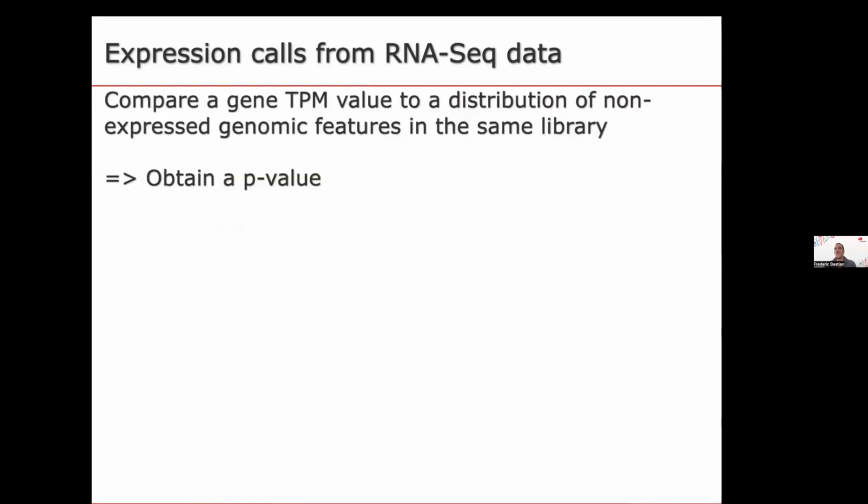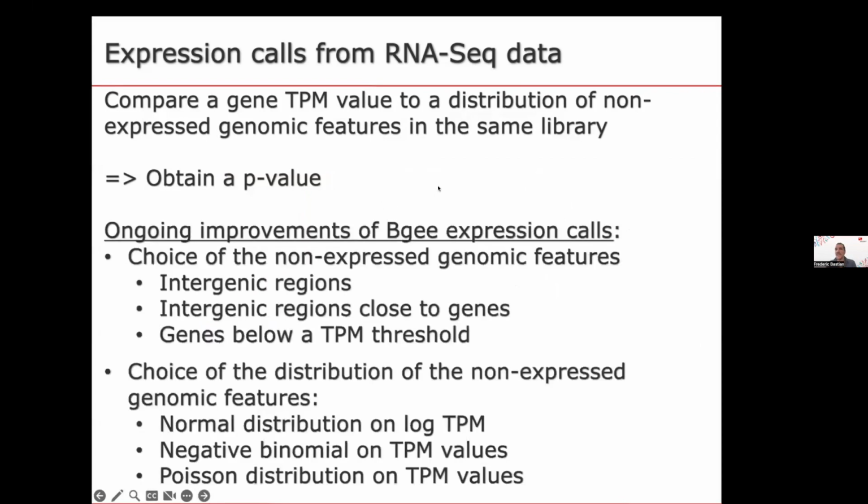So basically what we do in Bgee is that we compare the gene expression TPM value to the distribution of the intergenic gene expression level. So when we compare the TPM value to that distribution, we can obtain a p-value. And that's going to be really the added value of Bgee, that for each gene, we can provide you a p-value of whether it is actively expressed or not. So this is the method we are using right now. And in Bgee, we are trying to improve that method.